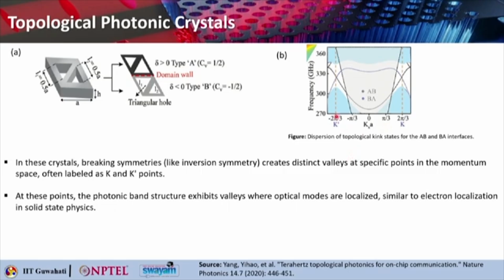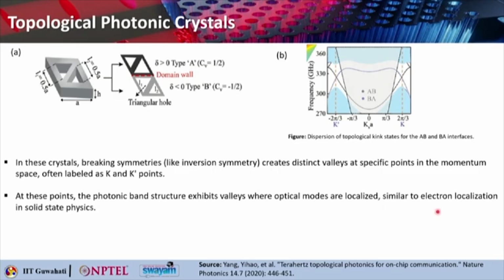The blue region highlights the projected bulk dispersion, and the black dashed lines show the light lines. The blue and black dots show the dispersion of the kink states at the AB and BA interface. So these are the two interfaces. Kx denotes the wave vector along the domain wall, and what is a? a is the periodicity.